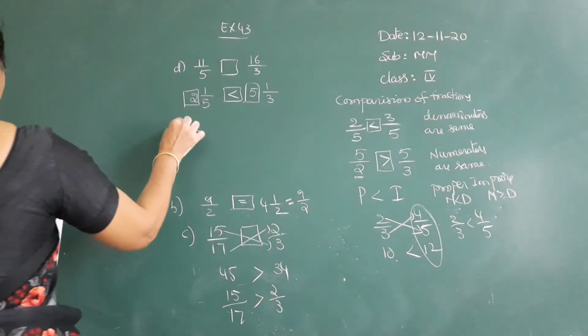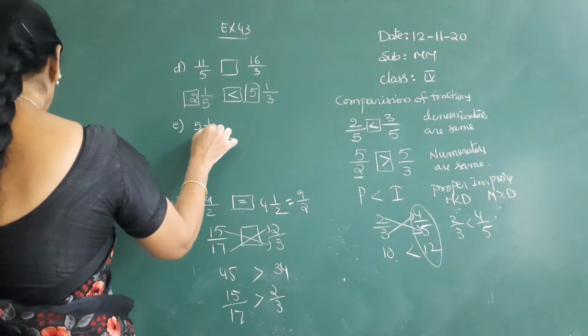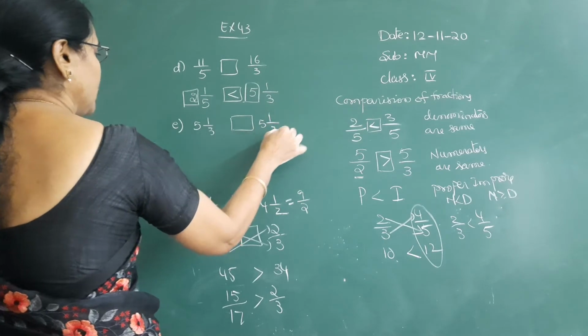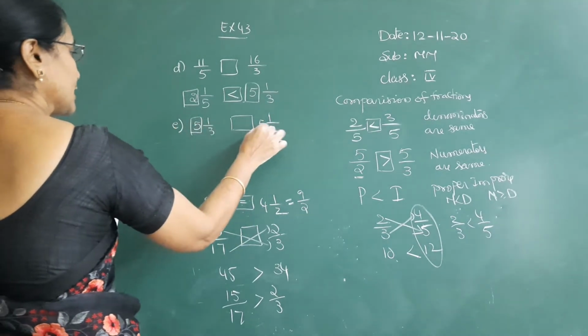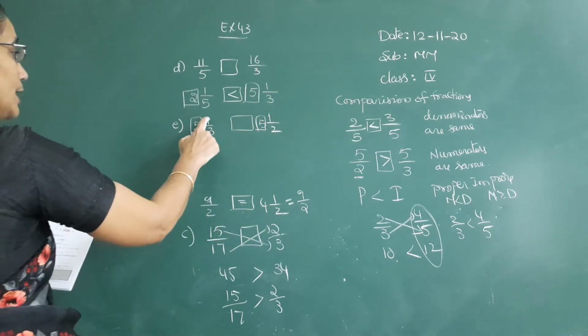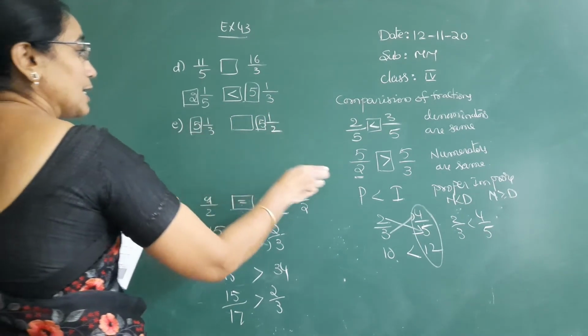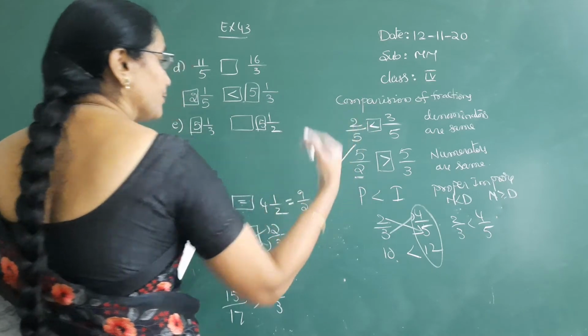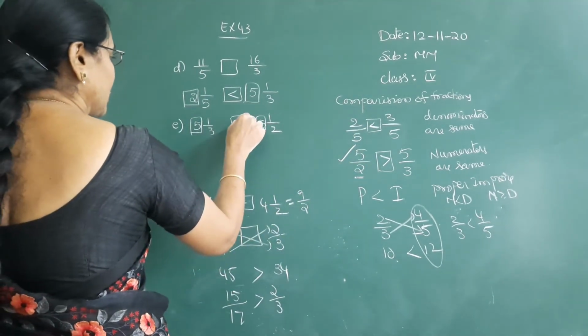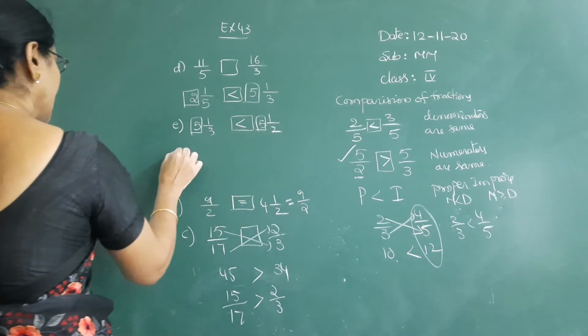See the next one. 5 1 by 3 and 5 1 by 2. Observe here, whole parts are same. And compare the proper parts. Here numerators are same. In the case of numerators are same, where the denominator is smaller, that one is greater. So this is greater fraction.